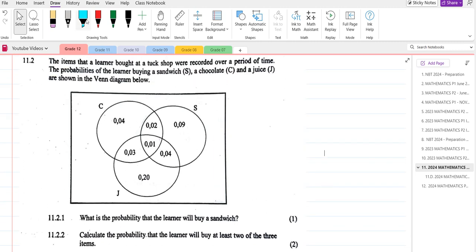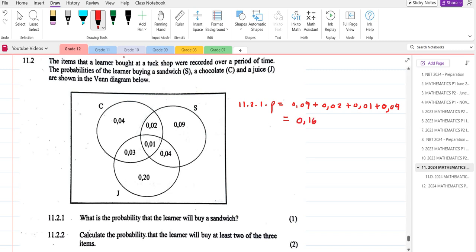For sandwich, you need to take everything inside the circle of S. 11.2.1. The probability is 0,09 plus 0,02 plus 0,01 plus 0,04. So that's 9%, 4%, 1%, 2%. 3 plus 4 is 7, 7 plus 9 is 16%. So 0,16. I hope you guys understood that.